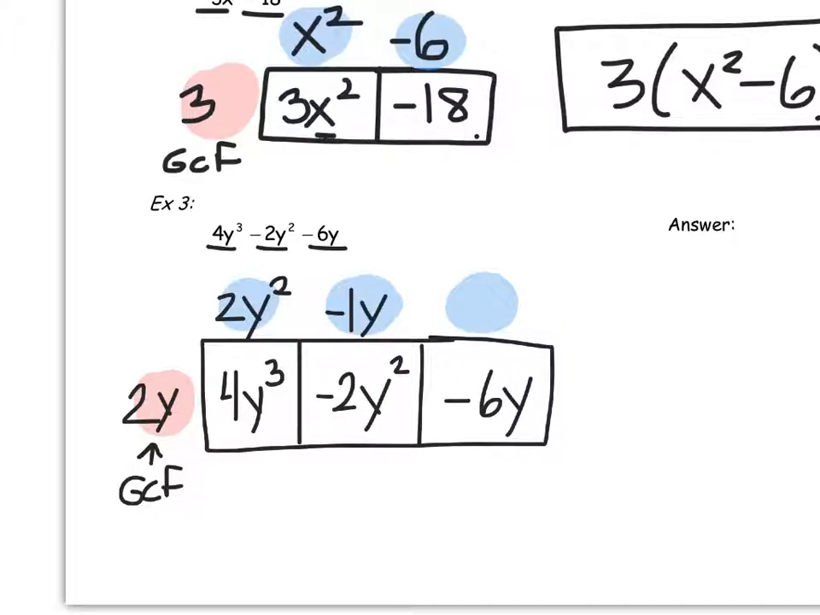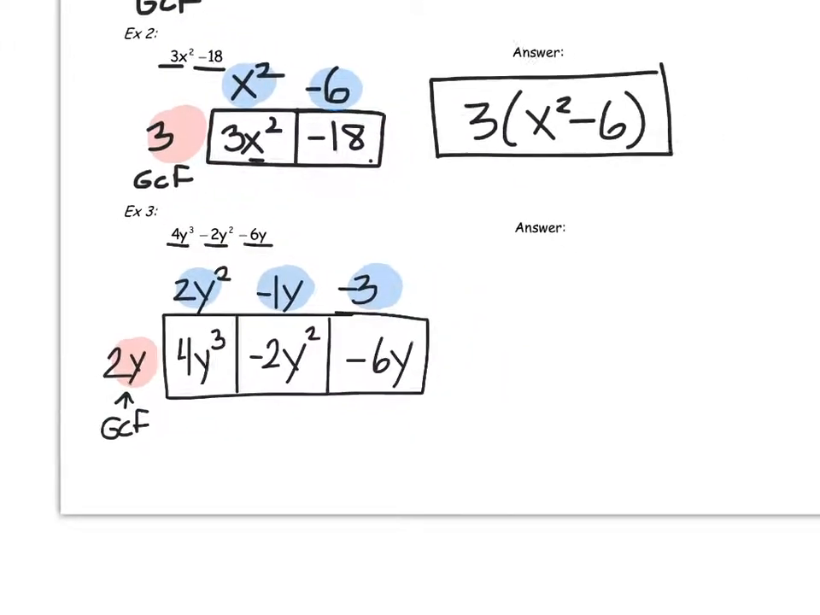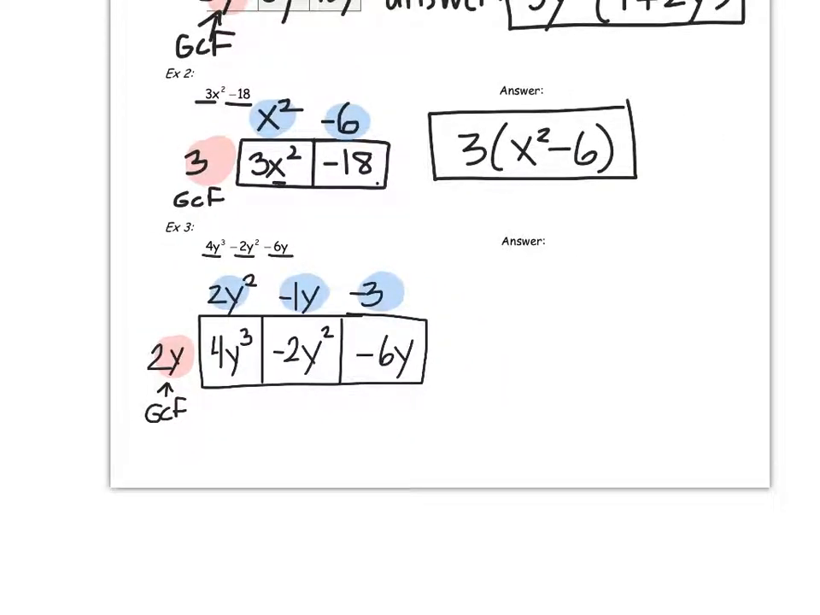And then lastly, my term from 2y, I have to multiply by something to get negative 6, so I know I need negative 3, because 2 times negative 3 is negative 6. My final answer has a y, and I already have a y here, so I don't need any y's up here, or else I would have too many y's. All set here, we're ready to write our final answer. My final answer is the first term is 2y, parentheses, and then I have 2y squared minus 1y minus 3.